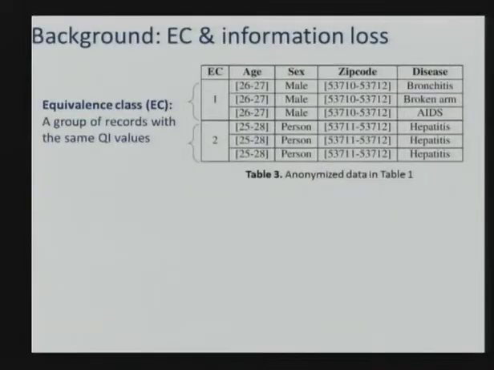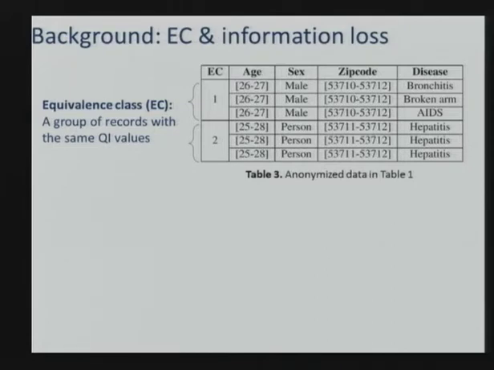To address the link attack I just mentioned, we first partition the data into groups. We call each group an equivalence class. For example, here we have two equivalence classes, equivalence class 1 and equivalence class 2. After we partition the data into equivalence classes, we then generalize the quasi-identifier values in each class. For example, in equivalence class 1, we generalize the age value to 26 and 27. Since all the tuples in equivalence class 1 have a male value, the sex value is not generalized. And we also generalize the zip code value.